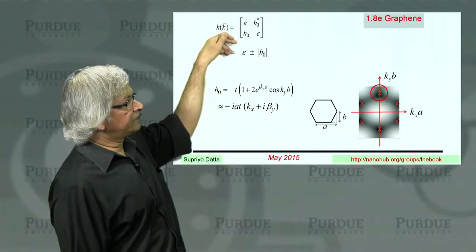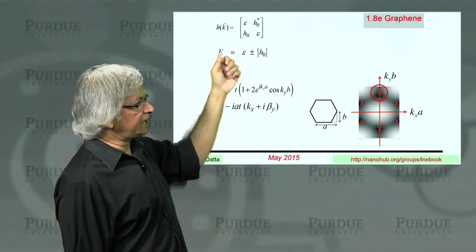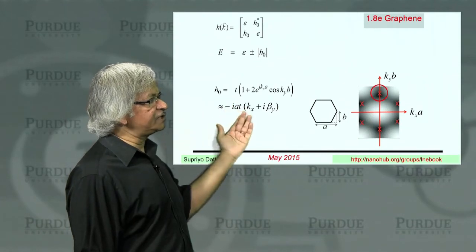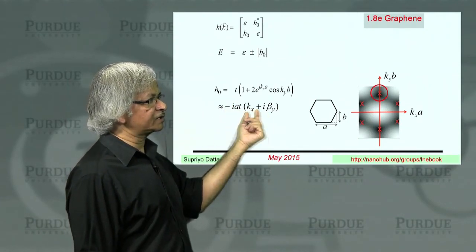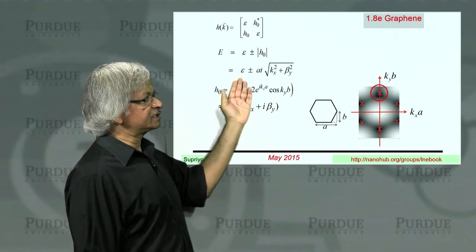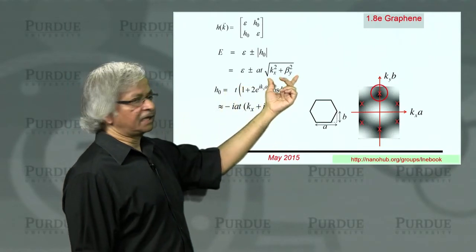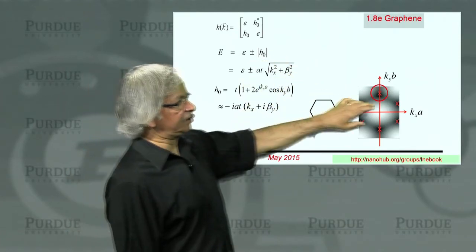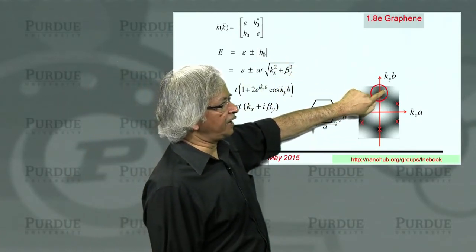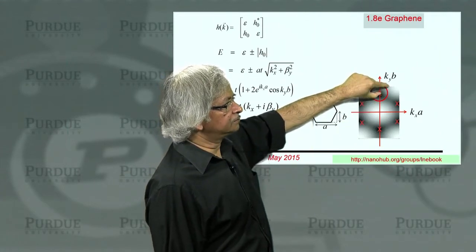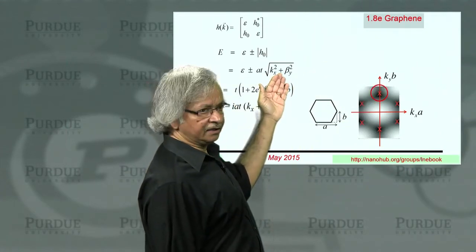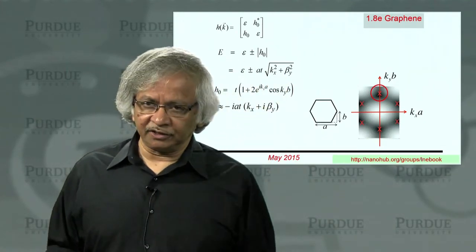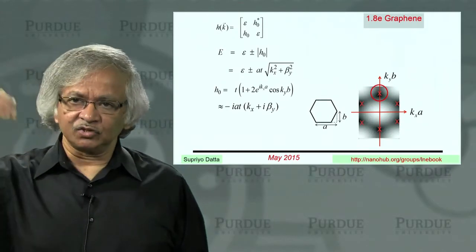So what would the energy eigenvalues look like? Well, if you use this approximation, then you see the magnitude of H0 is very simple. It's just the square root of kx squared plus beta y squared. So it's like epsilon equals plus or minus at times this, which is like the magnitude of the k vector. That means as you move away, the further you go, the energy changes linearly. This is kind of different because we are used to this parabolic dispersion, that is, E changes as k squared.